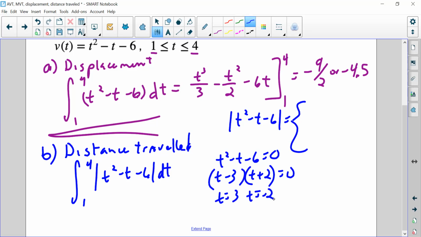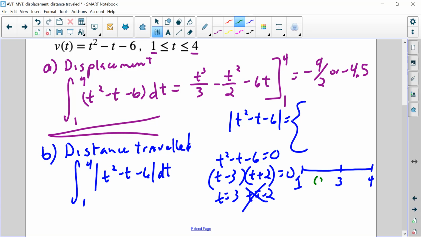But I don't care about the entire interval. I only care about from 1 to 4. So only 3 is in that interval from 1 to 4. So I'm going to disregard that -2 because that's not in my interval. So now I'm going to make a sign chart at my beginning time and my ending time, and any of these numbers that come in between my beginning and ending time. In this case, it's only the 3. Then I'm going to plug in some points.